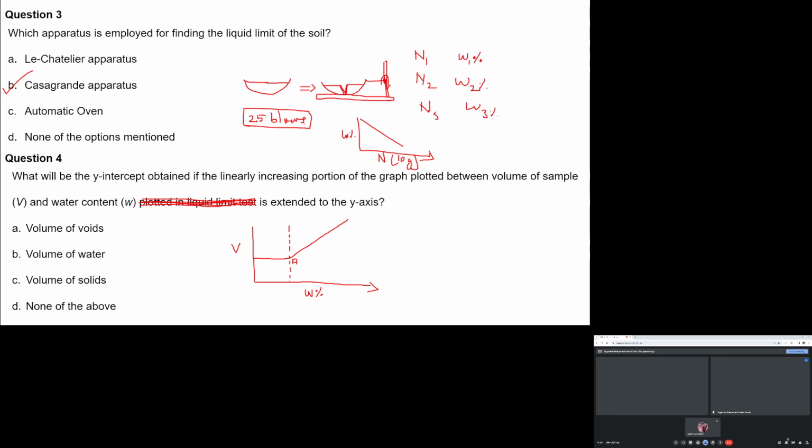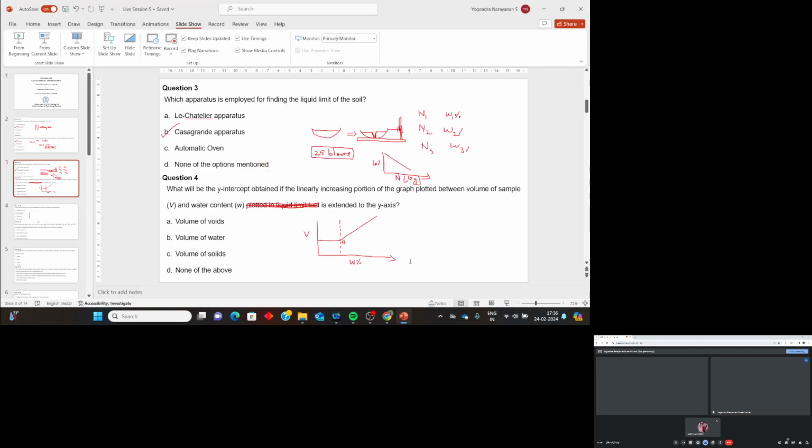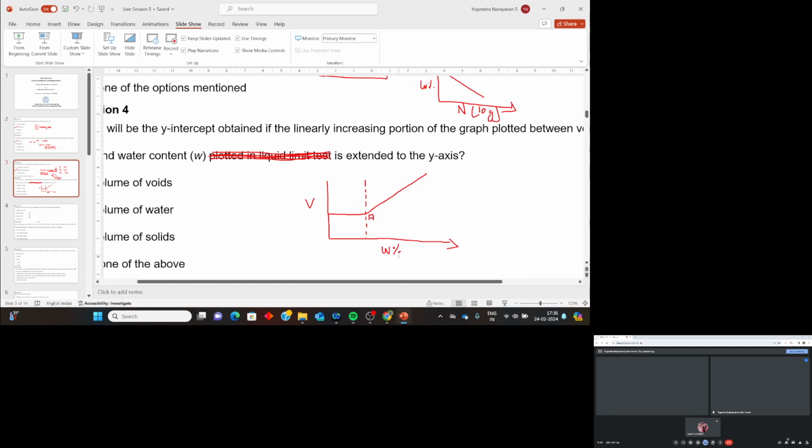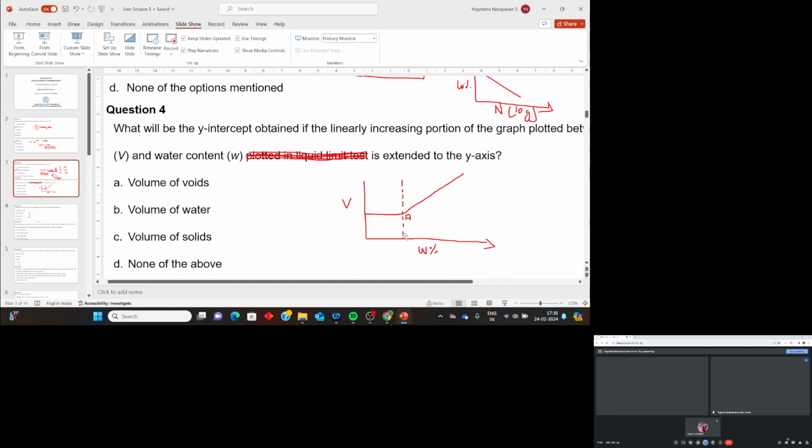Your writing screen is not visible, sir. Are you not able to see the graph? No, sir. Okay. Now it's visible, sir. Can you say what point A is now? It is the shrinkage limit.